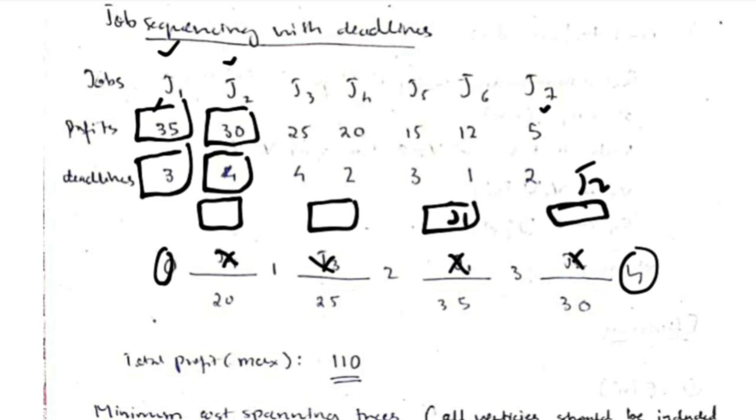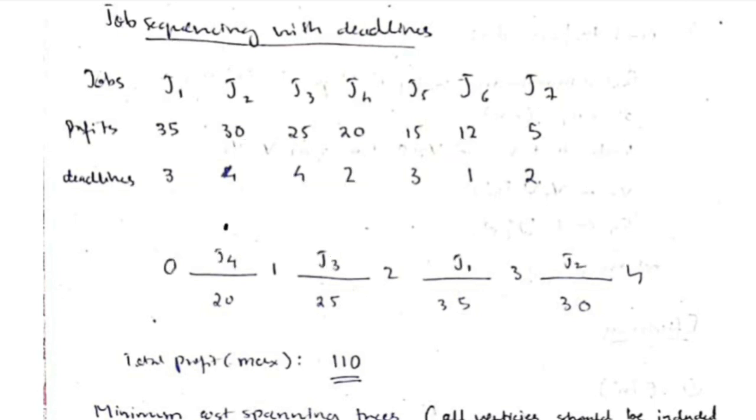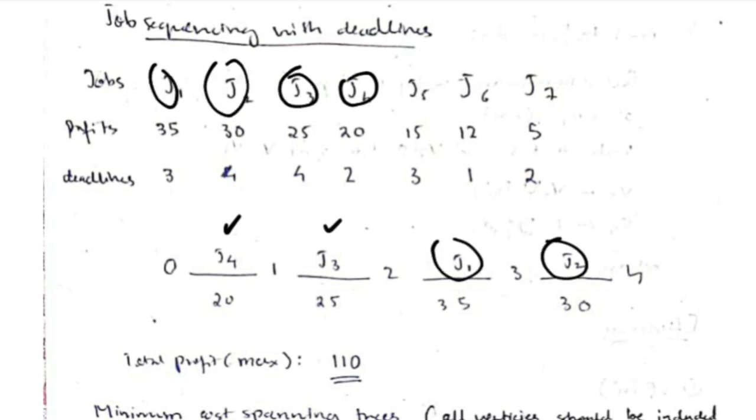Okay, so coming to J3, we have the fourth deadline, meaning within 4 hours we have to complete. So 4 is already filled, 3 is also filled, and we have 2 remaining here, so J3 will be placed here. The next one, J4, you have to complete within 2, meaning 1 or 2. This is empty, so I can place 20 here. So J4 is placed here, along with J3, J1 and J2. In this way I can get the maximum profit, which is 110.